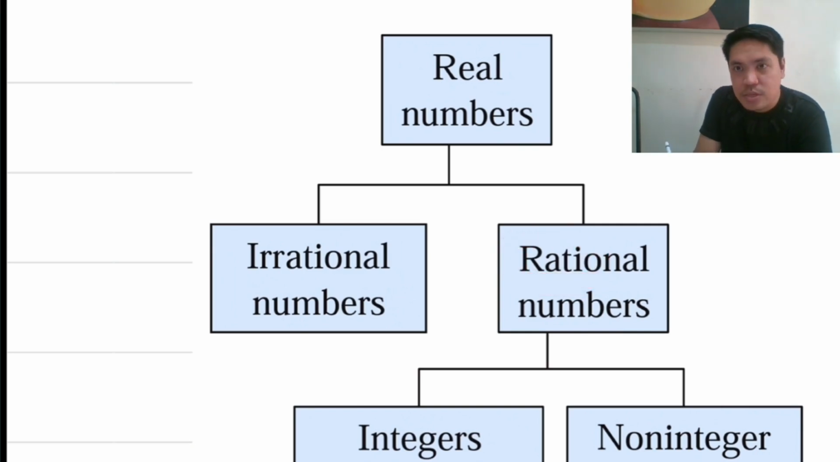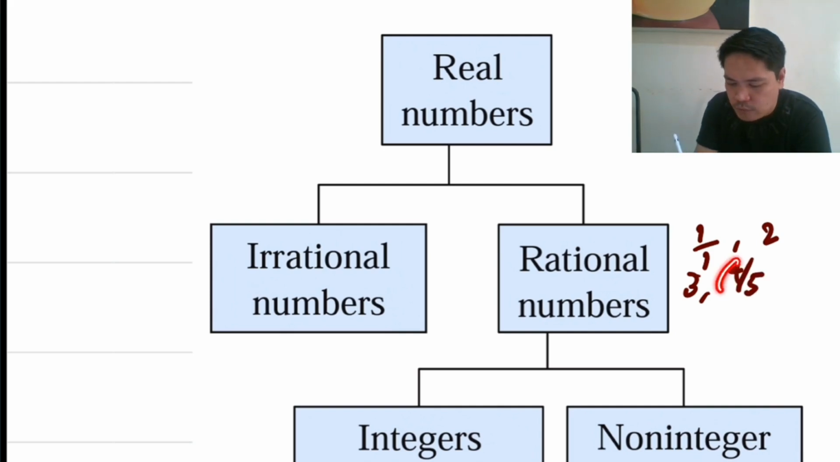So these are numbers that could be expressed as a ratio. For example, the number 1, because that's 1 over 1. 2 is a rational number, 3, and so is, let's say, 4/5, because that is a ratio of 4 and 5. So any number that could be expressed as a ratio is a rational number.